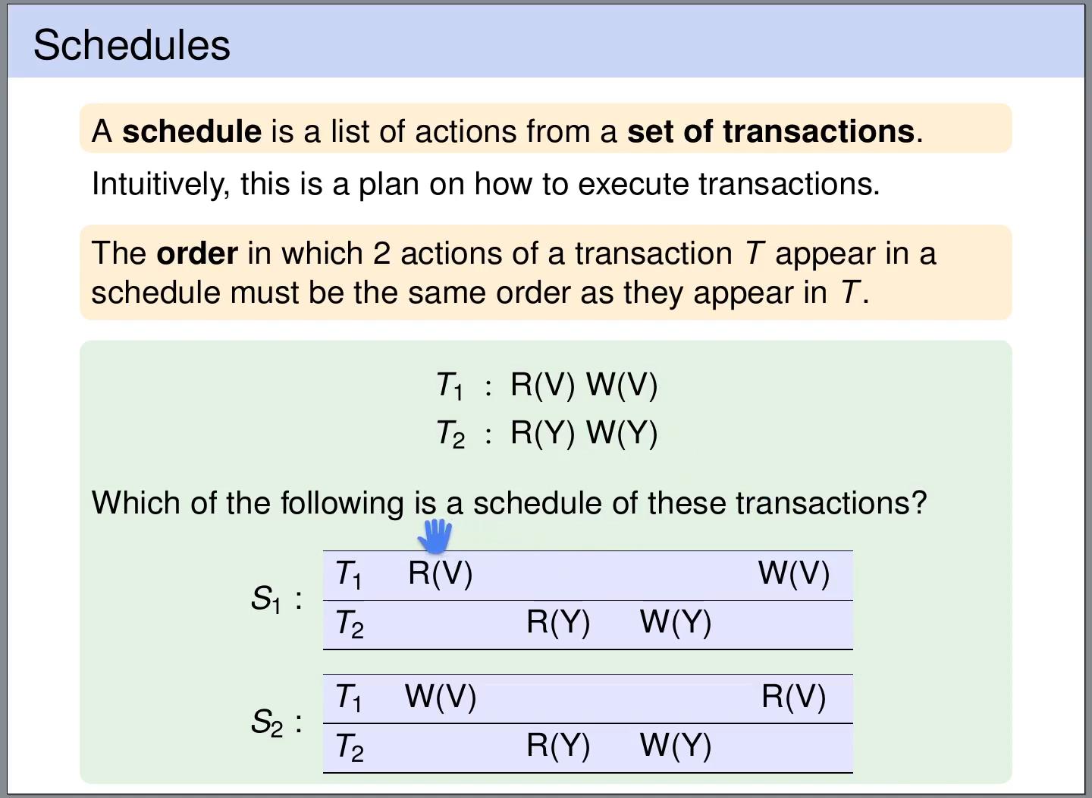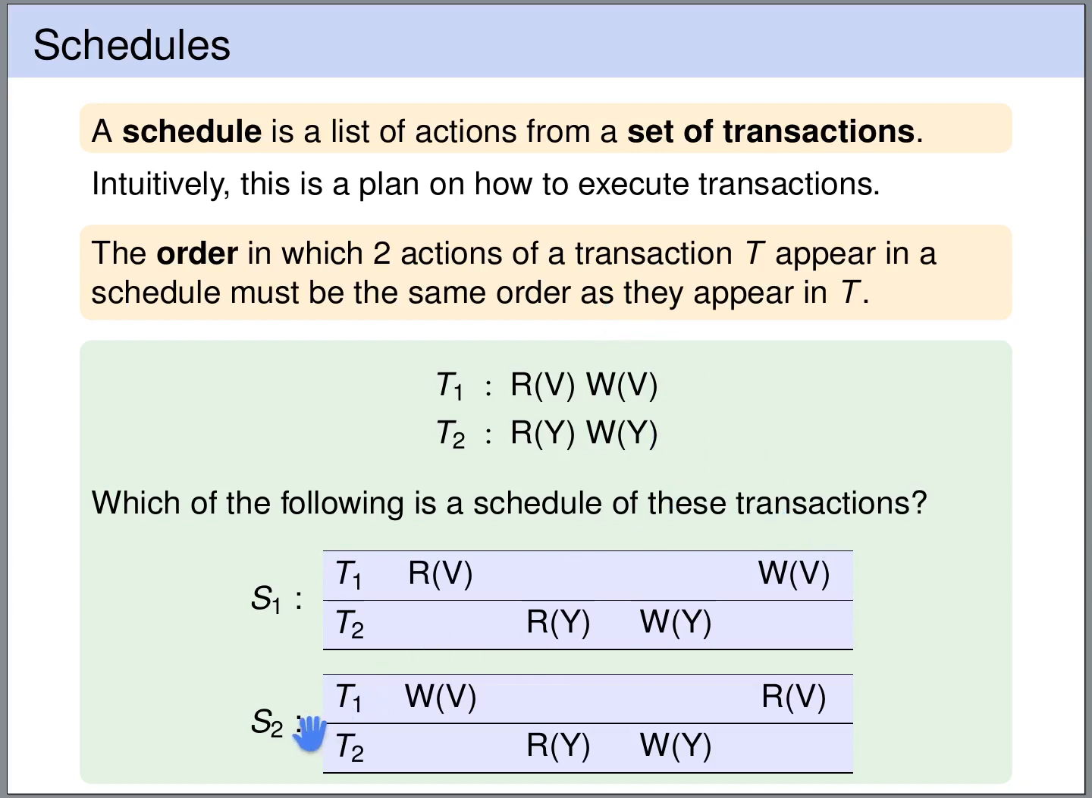Let's have a look. In schedule 1, T1 reads V and then writes V, so the actions appear in the same order as in T1, that's okay. In the same schedule, T2 first reads Y and then writes Y, so it appears in the same order as in the transaction, so this is fine. This is a schedule of these transactions.